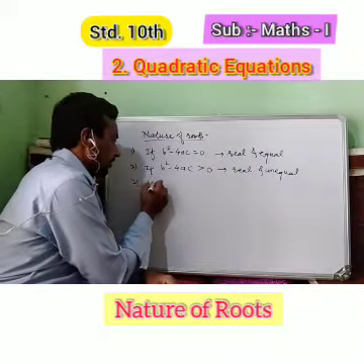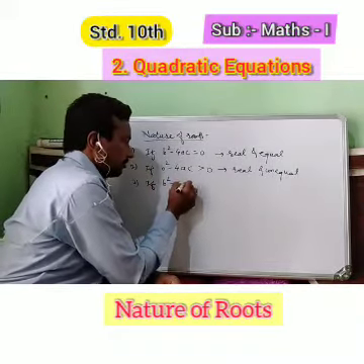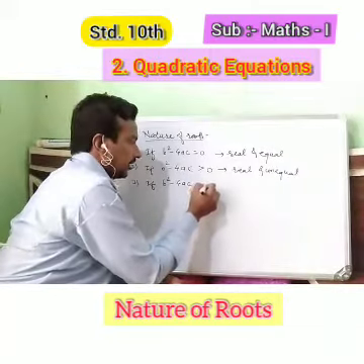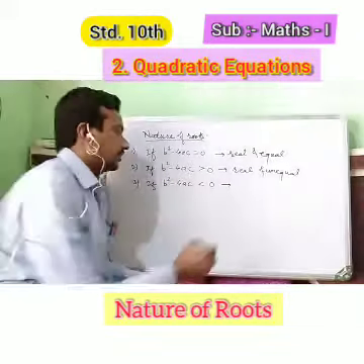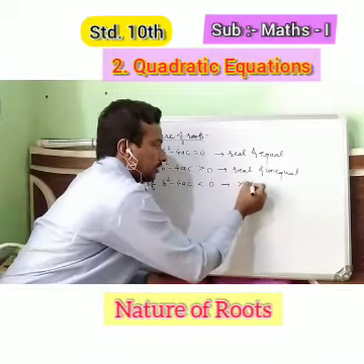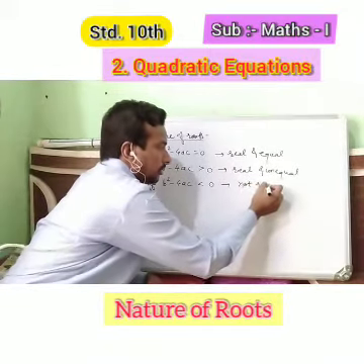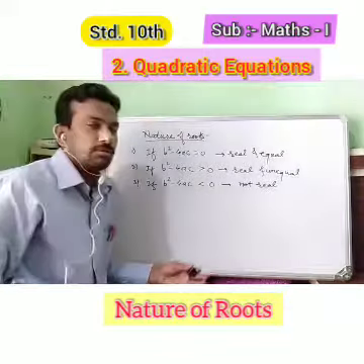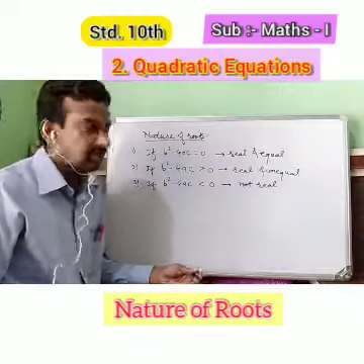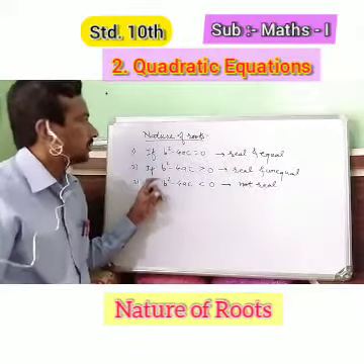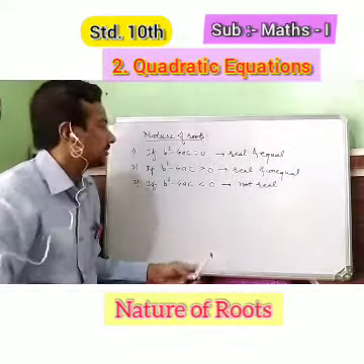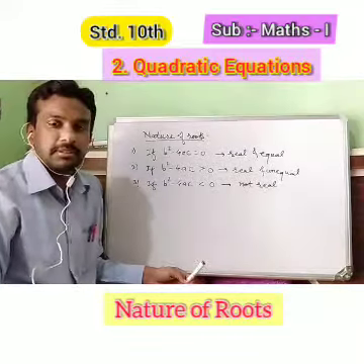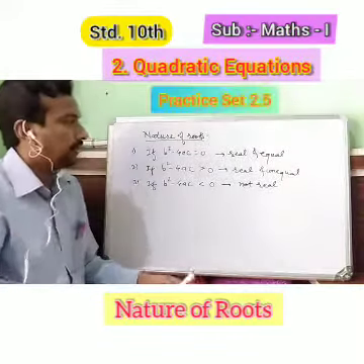And if b square minus 4ac is less than 0, then the nature of roots is that the roots are not real. These are three conditions of nature of roots. Now we can take some examples in practice set 2.5.